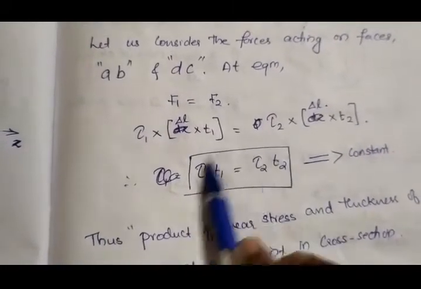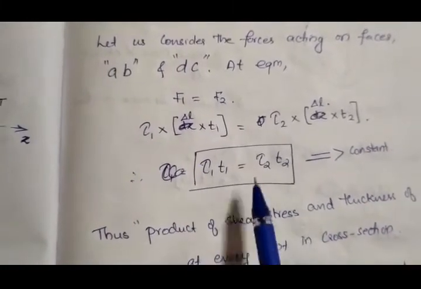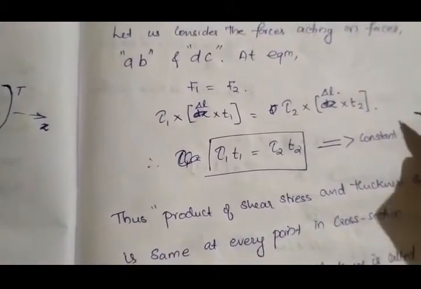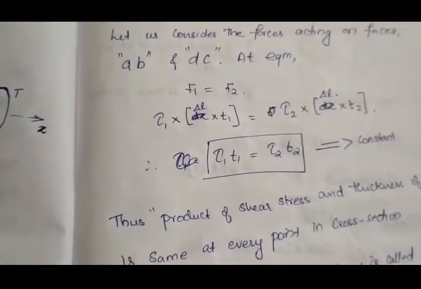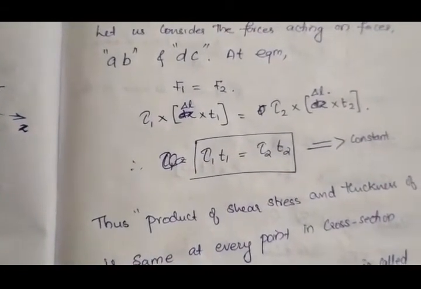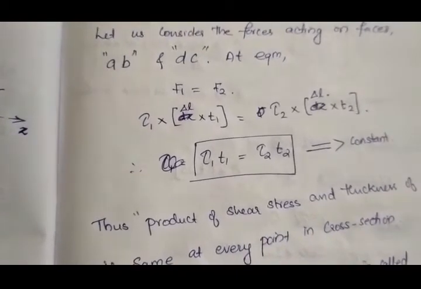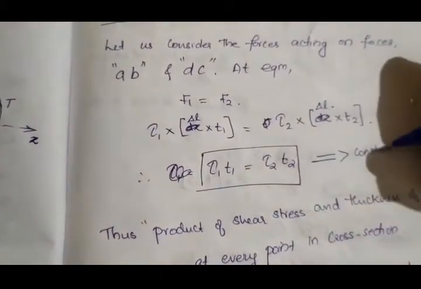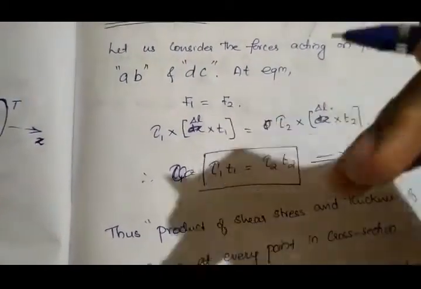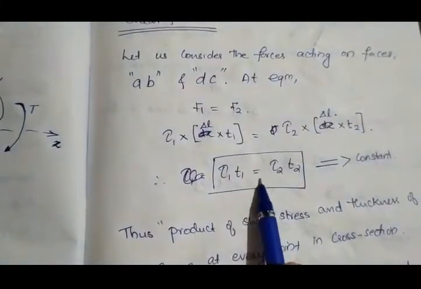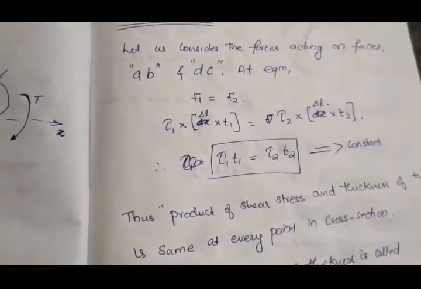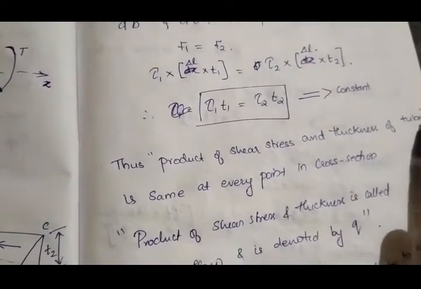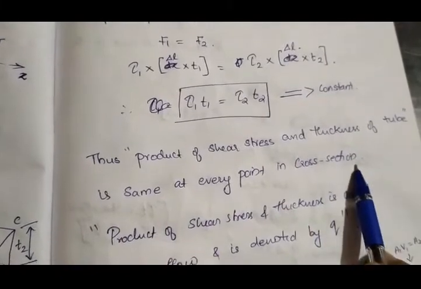If you analyze this, it seems to be a similar equation you can remember from fluid mechanics. A1 V1 is equal to A2 V2, the continuity equation. For incompressible fluid flow, A1 V1 is equal to A2 V2, and that constant is called fluid flow. So similarly here, tau 1 T1 is equal to tau 2 T2 is called shear flow. This product of shear stress and thickness of the tube is the same at every point in the cross section.